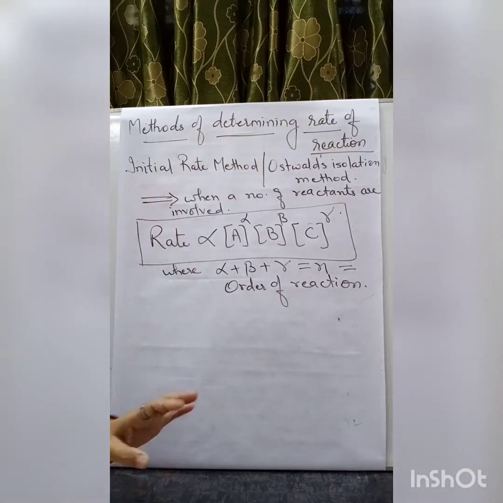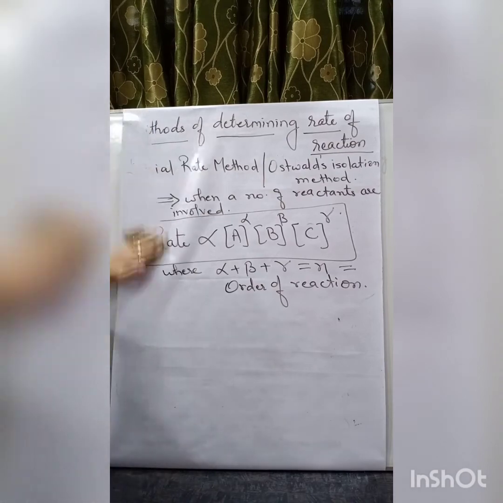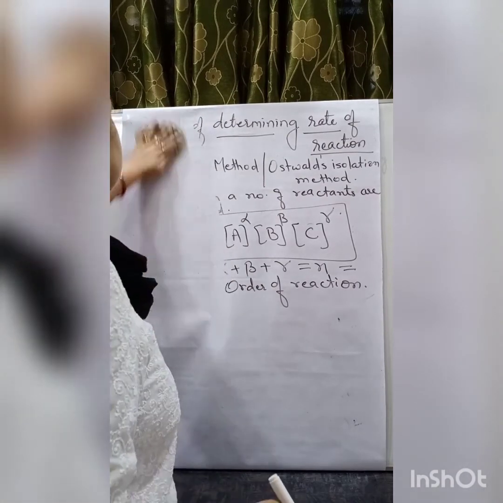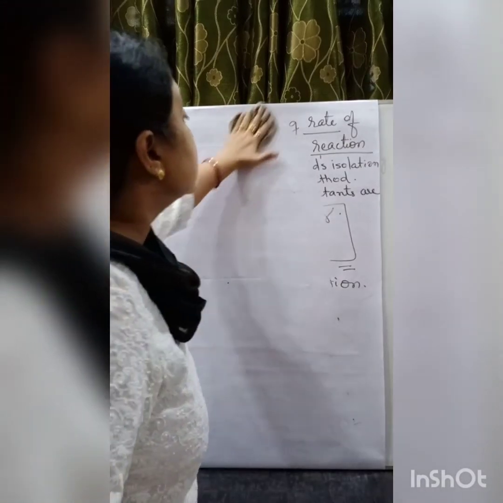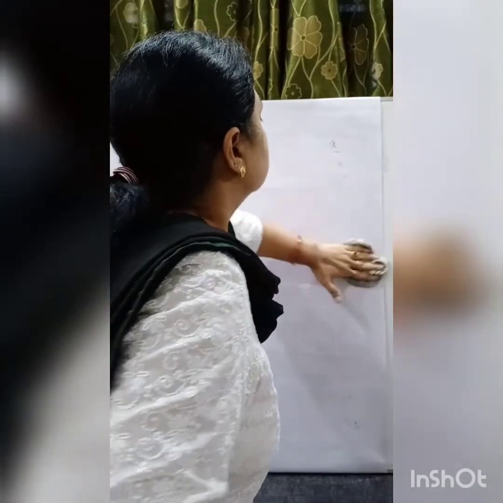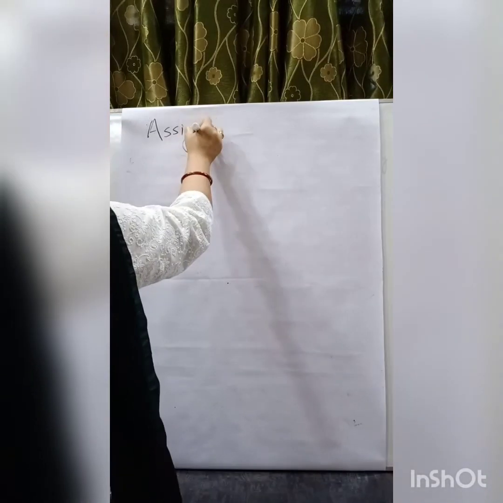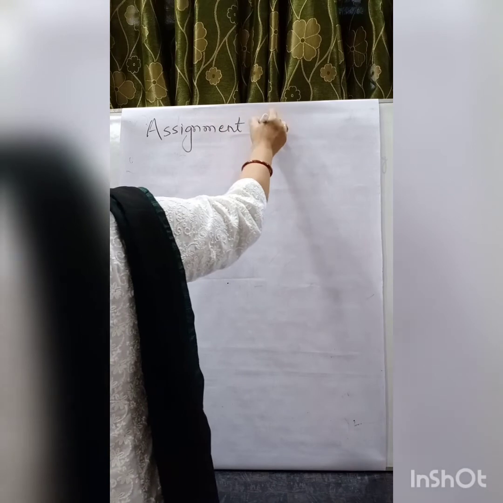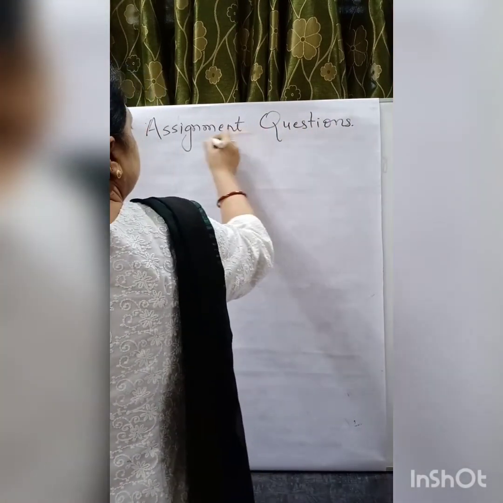So in this video, we have discussed two important ways of determining the rate of reaction. One was graphical method and the other was initial rate method. Just note down these assignment questions. It is very important to remember when these methods are being used. These assignment questions are basically objective type.